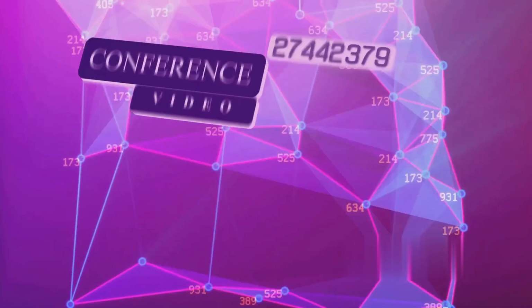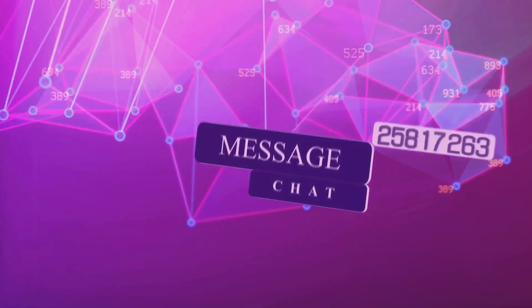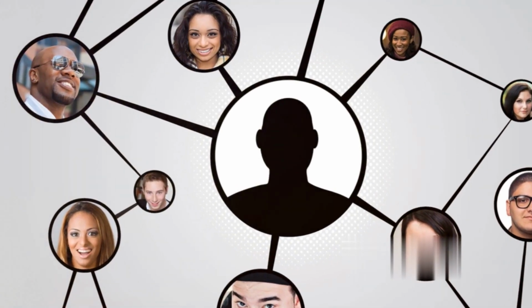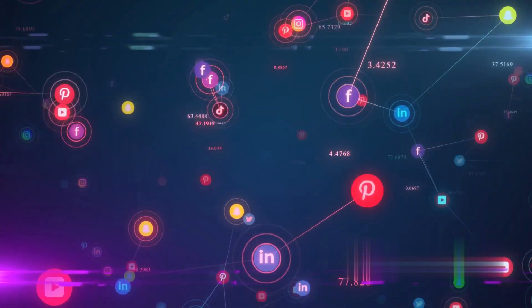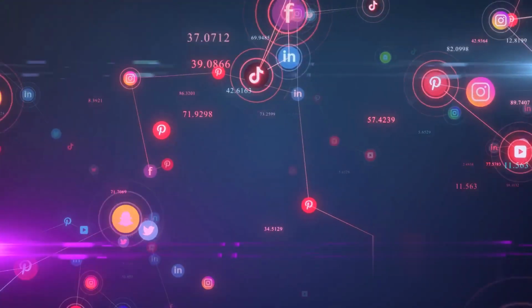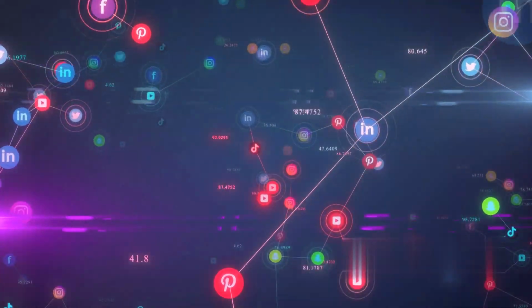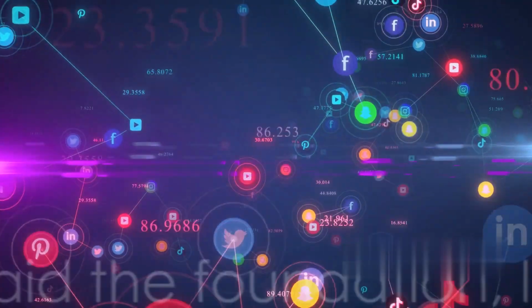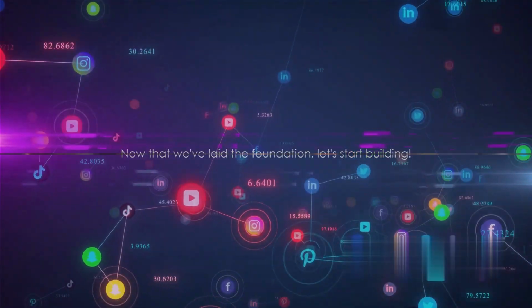Each of these tools plays a crucial role in a successful digital marketing strategy. And while they might seem separate, they're actually interconnected. SEO draws people to your website, social media spreads the word about your brand, content marketing engages and retains your audience, and email marketing keeps them coming back for more. Now that we've laid the foundation, let's start building.